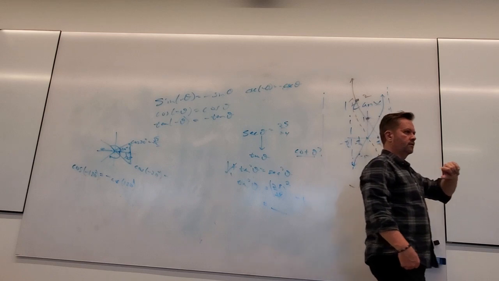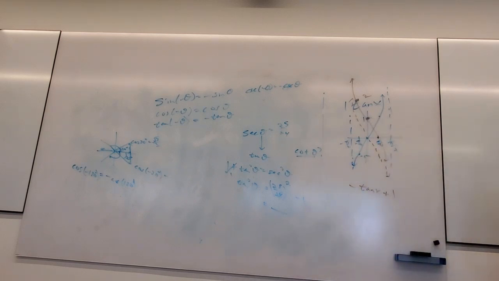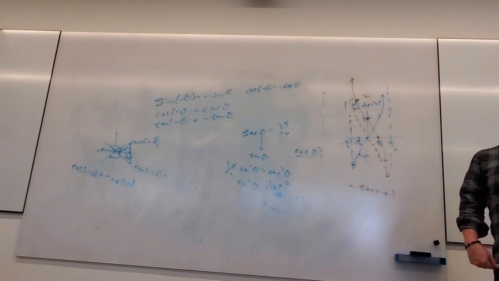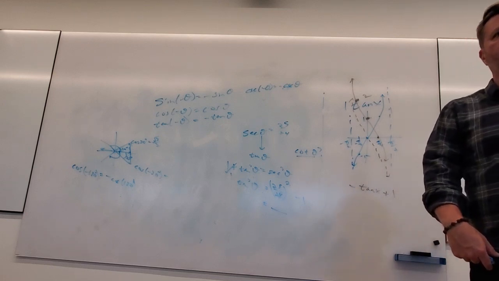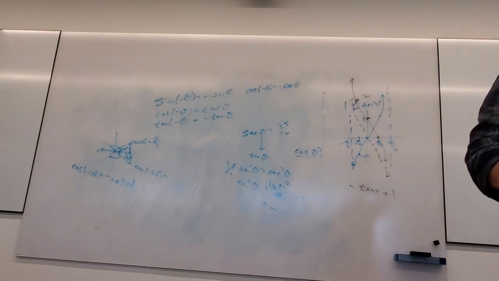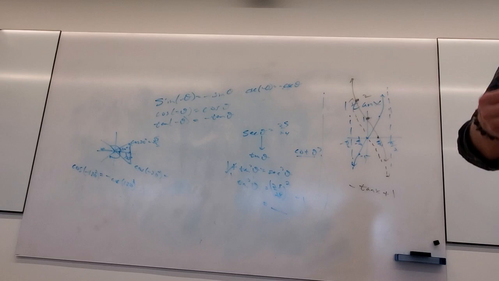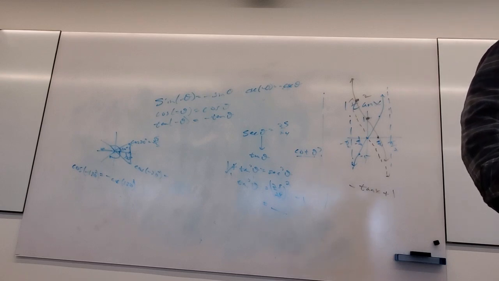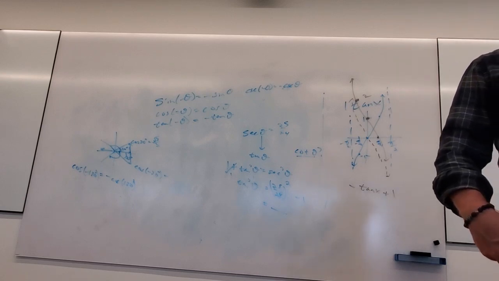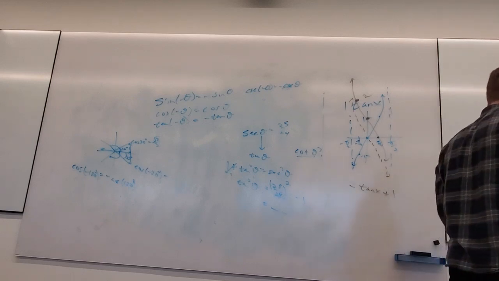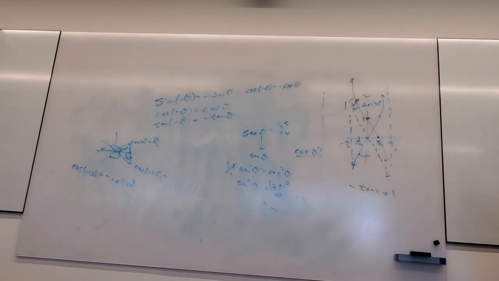Does that make sense? What do you square to get 9? 3. Negative 3. So when you take a square root, you put a plus or minus. So I also will tell you the quadrant, so you know if it's positive or negative. And that's why I put a negative on the answer, because I'm in the fourth quadrant.